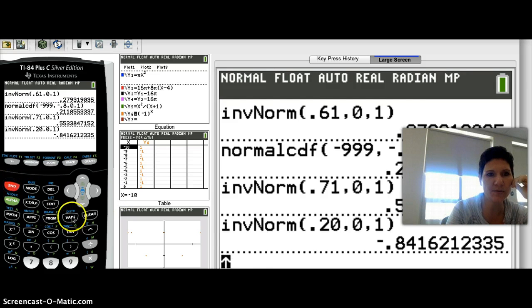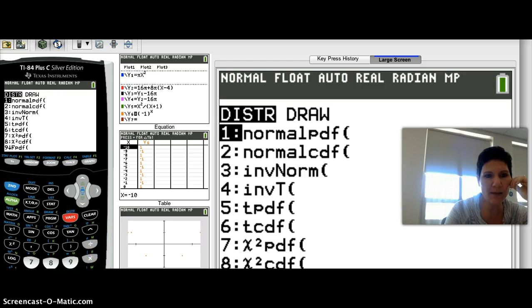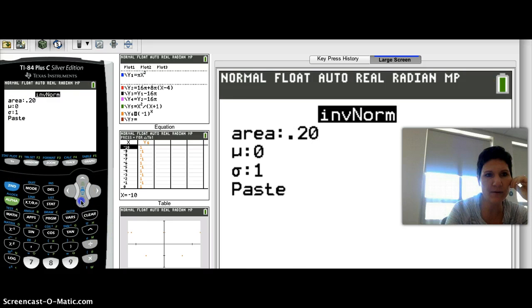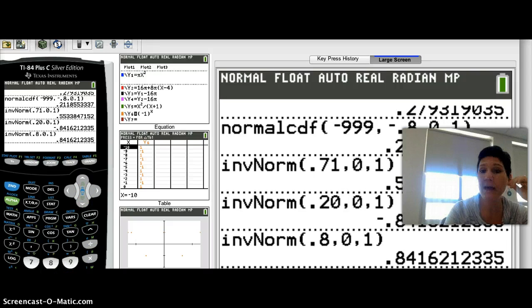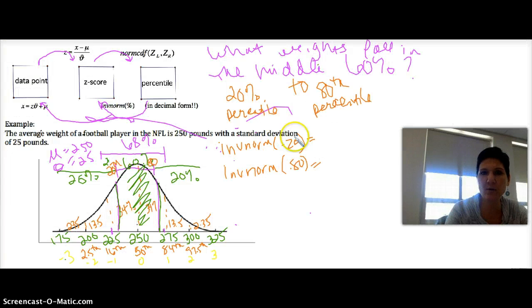So I'm going to do second distribute. And then again, we're going to do the same thing, but this time for the other one. It's going to be 0.80. And scroll down, paste, paste, paste. And it's 0.84. So they're exact opposites of each other, and it makes sense because there is a little bit of symmetry going on there. So if I go over here, this is negative 0.84, and this is positive 0.84.